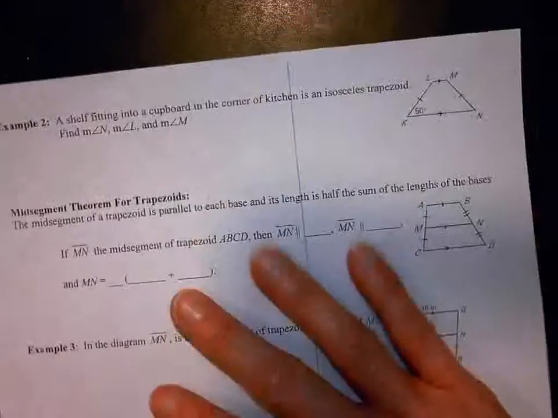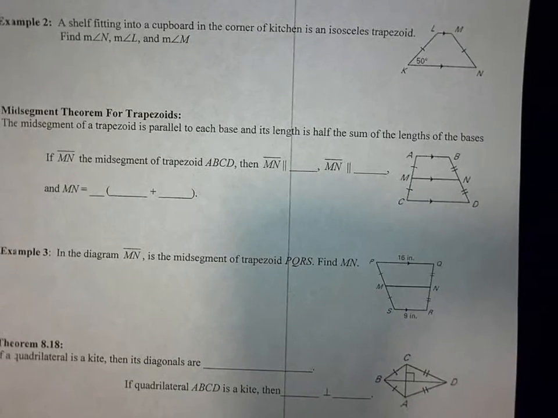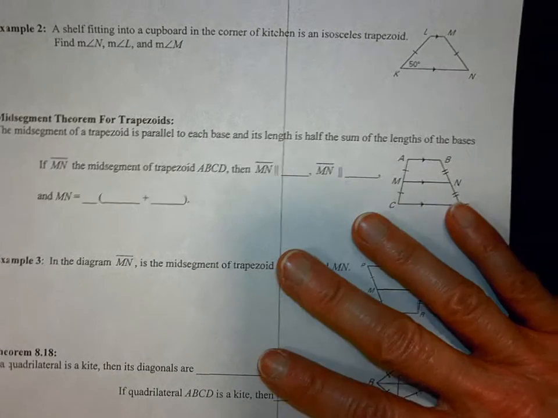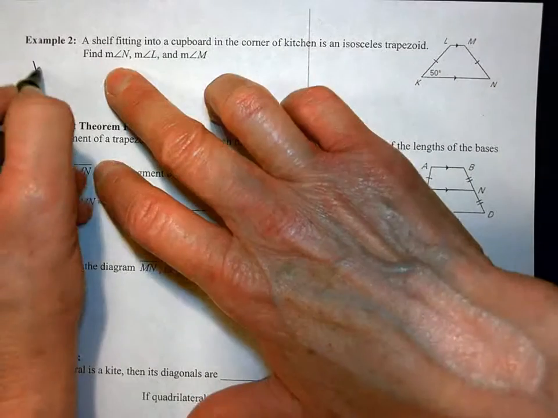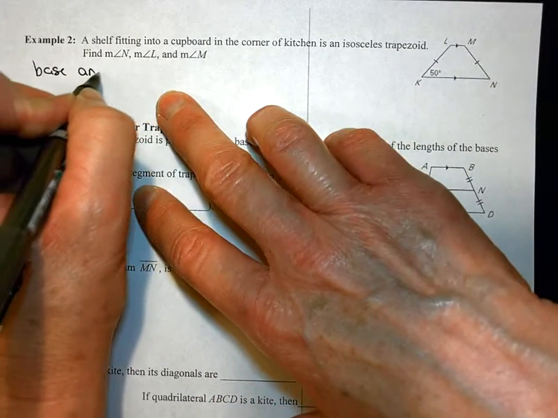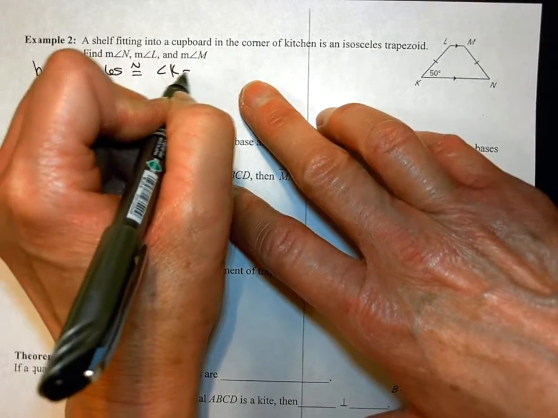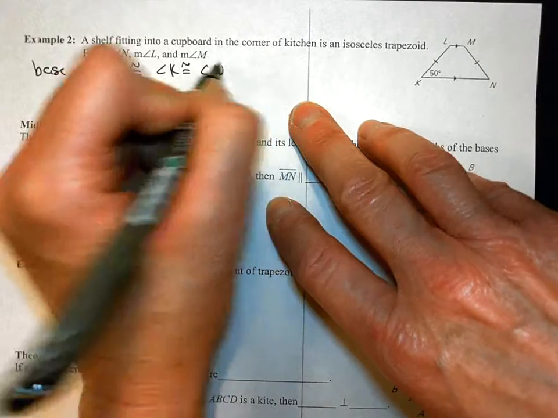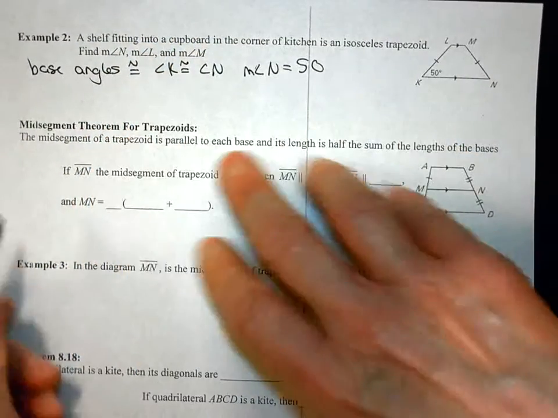Okay, second page. Example 2: a shelf fitting into a cupboard in a corner is an isosceles trapezoid. Find the rest of the angles. Okay, first of all, we know base angles are congruent. So we know that angle K has to be the same as angle N. So measure of N has to be 50.